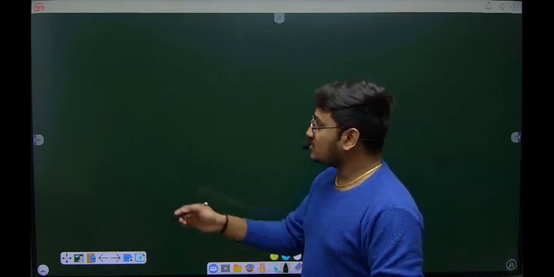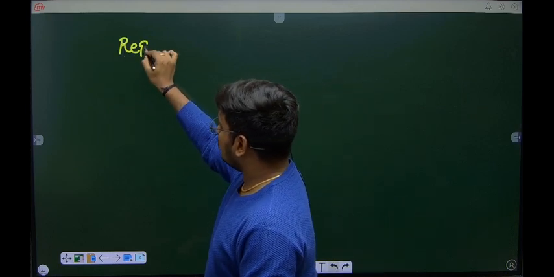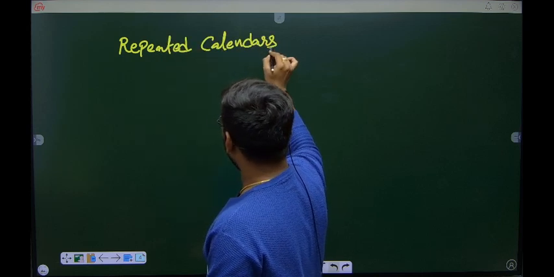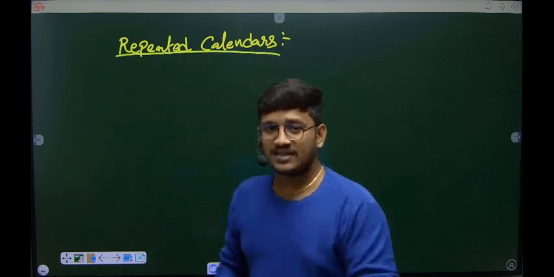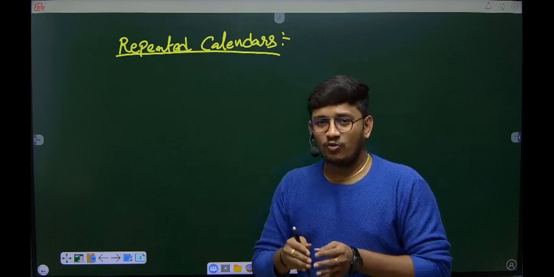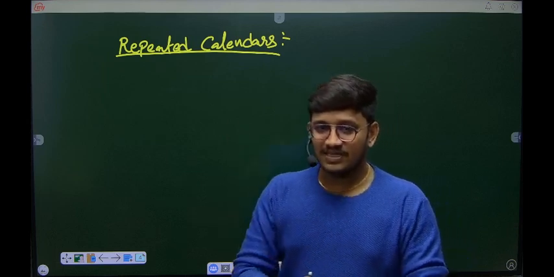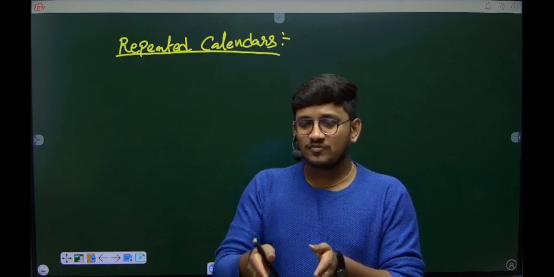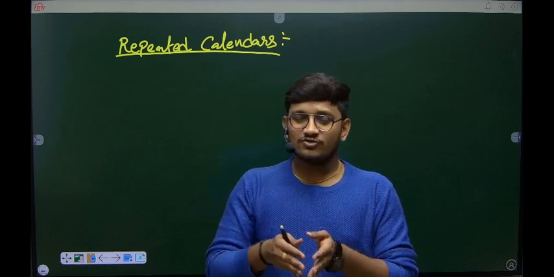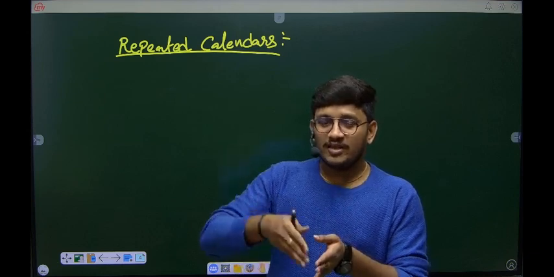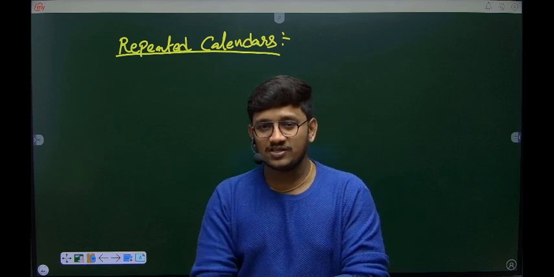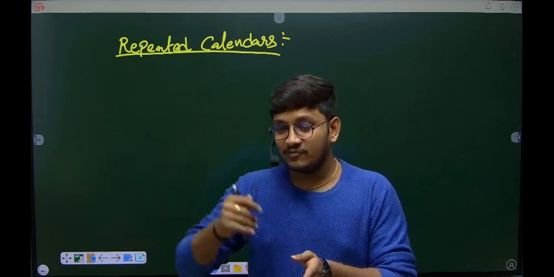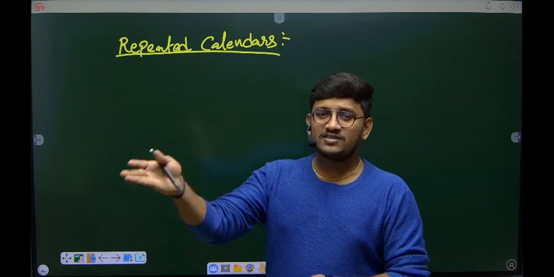Okay, the next concept is based on repeated calendars. You can put a side heading as repeated calendars. What's the concept of repeated calendars? Very simple, guys. They will ask you, let's assume the same year we are in now, 2025: the 2025 calendar will be repeated in which year in the future? They will ask this type of question in the exam. Simple, 2031 it will repeat.